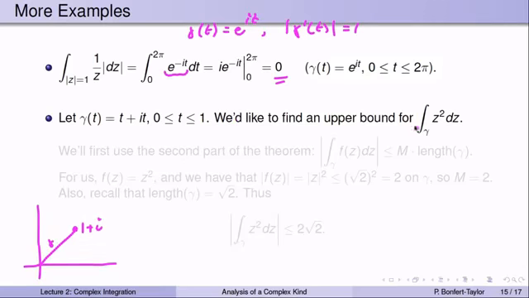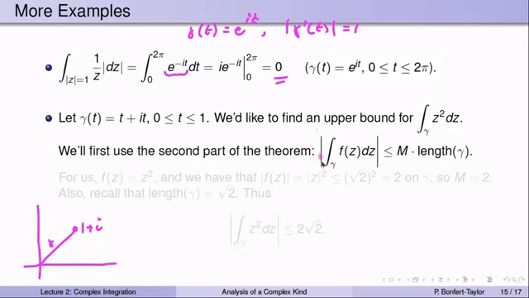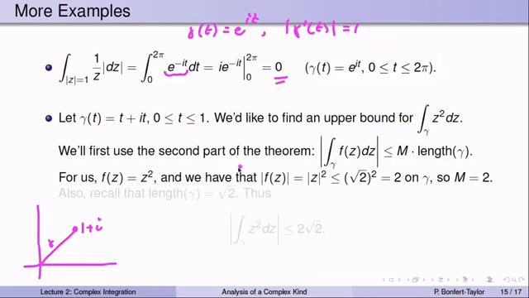We'd like to find an upper bound for the integral over gamma of the function z squared dz. Let's first use the ML estimate, so the second part of our theorem, which said that the absolute value of the integral over gamma f of z dz is bounded above by M times the length of gamma, where M is a bound on f on this path gamma. So for us, f of z is the function z squared. What kind of bound do we have for z values that are from this path gamma?